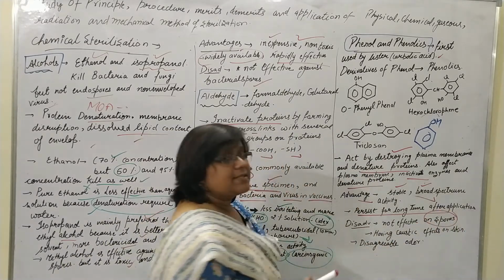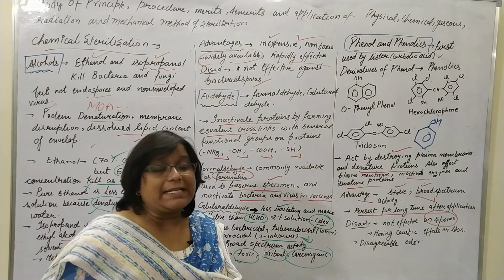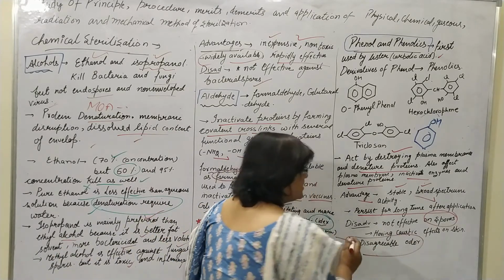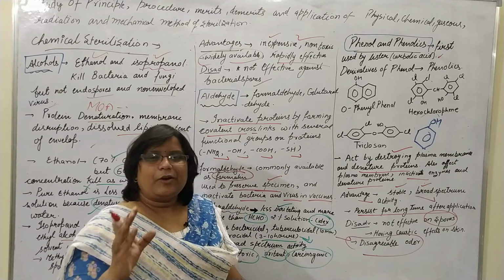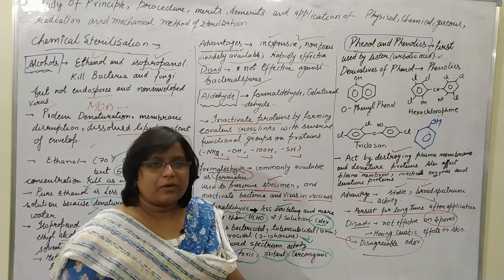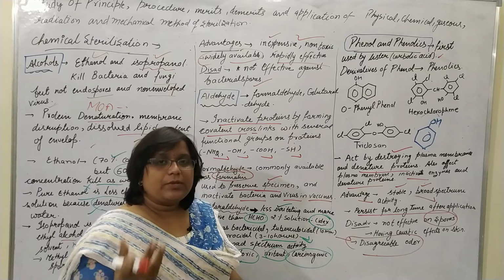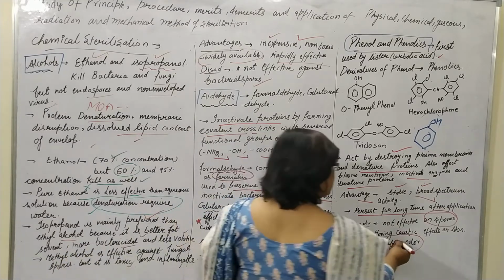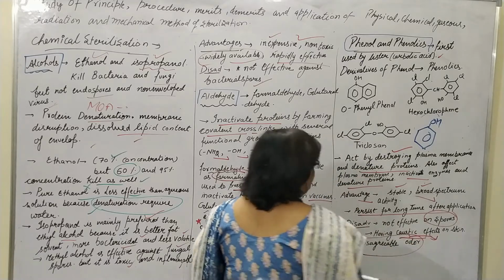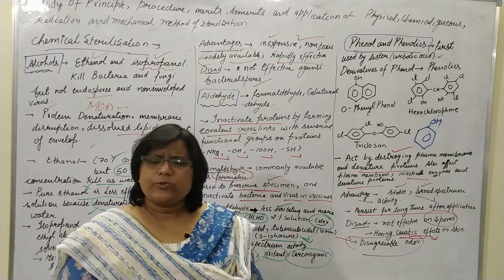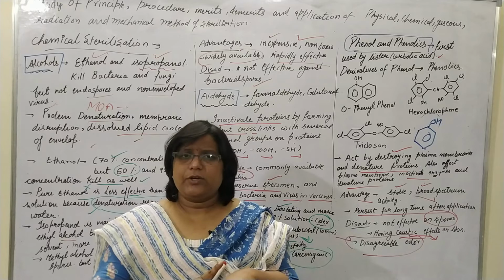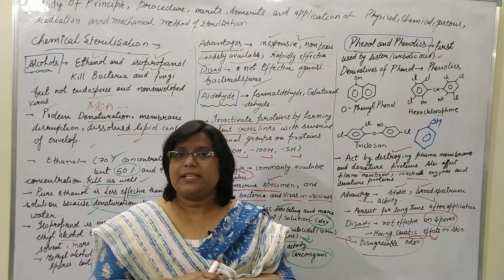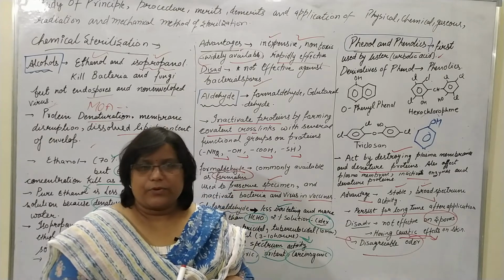The main disadvantage is that they are not effective on the spore, and second is that they have a disagreeable odor, not a soothing smell. And they have a caustic effect. Caustic means a burning effect on the skin. If one or two drops of phenol fall on your skin, the skin proteins will degenerate.